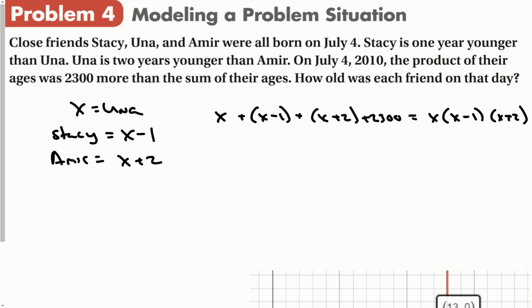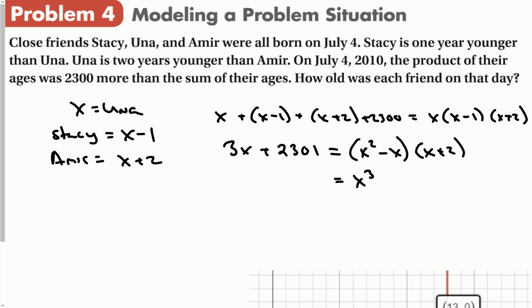Okay, so you could try to graph it this way. Again, not the best idea because it's easier to set it equal to 0. This is addition, so that's 3x. Minus 1 plus 2 plus 2,300 is 2,301. Then that's x squared minus x times x plus 2. And that's x to the third, first, outside, inside, and last. X squared, sorry, minus 2x.